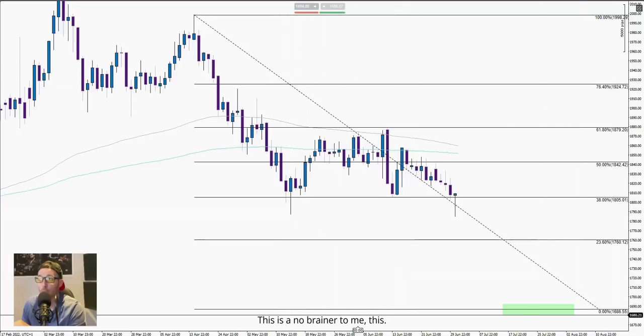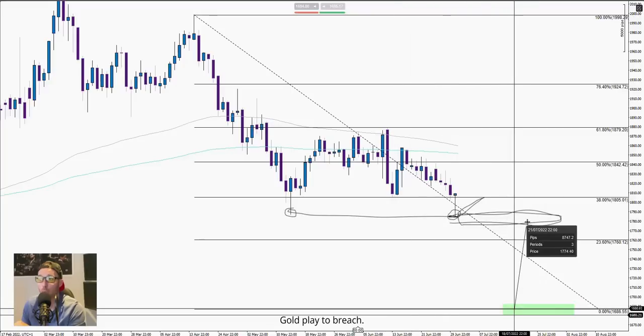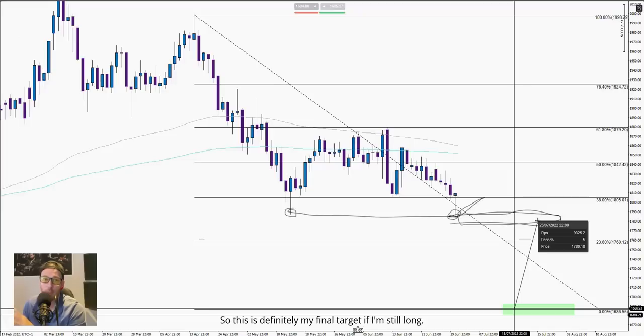This is a no-brainer to me. This has been rejected and it's just below the 38, so it's fair to assume that this area would be a big area for our gold play to breach, and that is 1,000 pips away. So this is definitely my final target if I'm still long. So that's my final target.